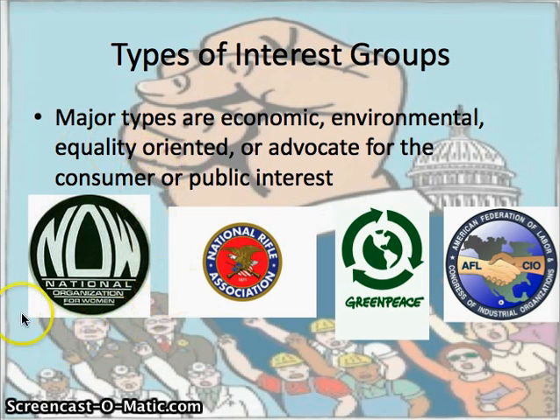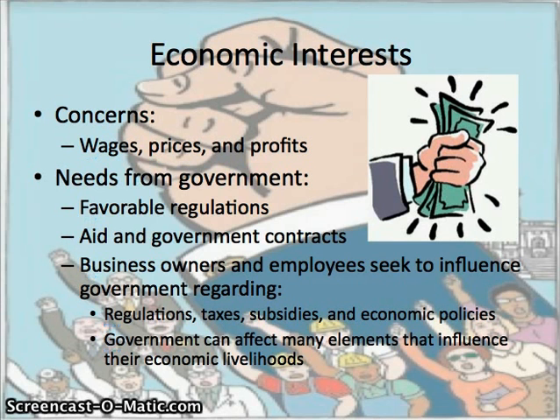The National Organization for Women can be seen as a minority interest group. The National Rifle Association, you could say, is a public interest group. Greenpeace is an environmental group, and the American Federation of Labor is an economic interest group. So we'll start first with the economic ones.